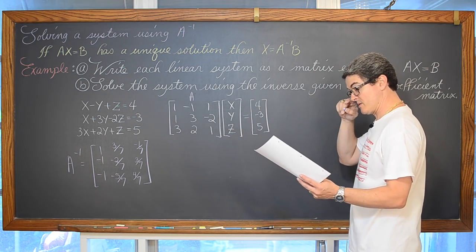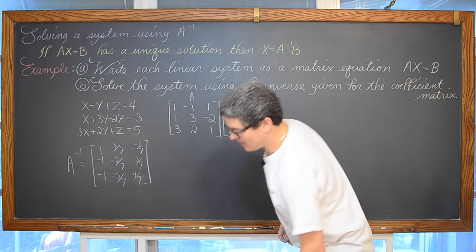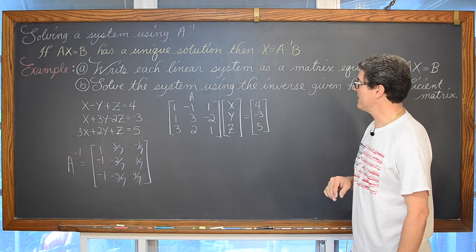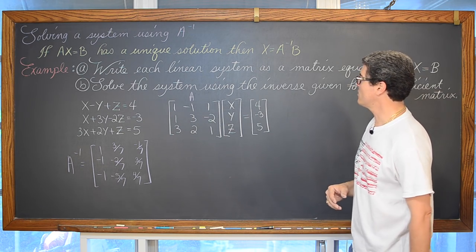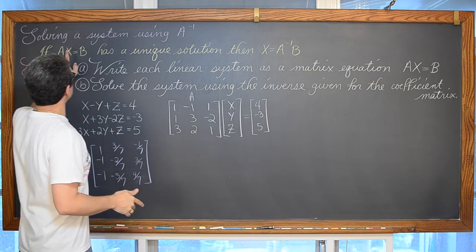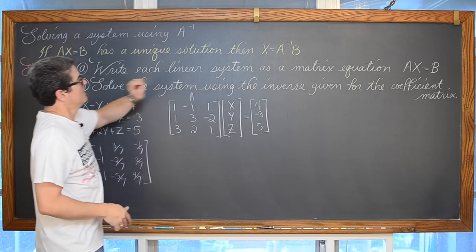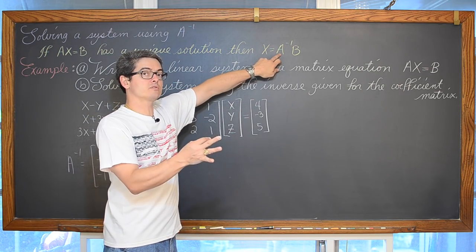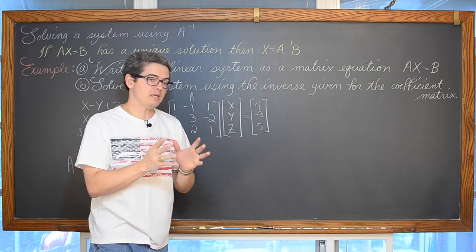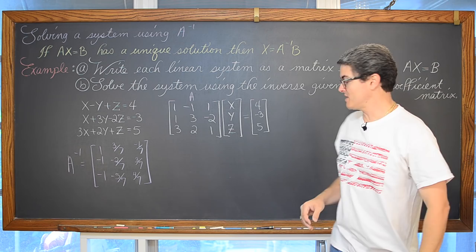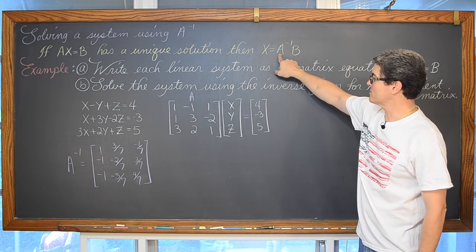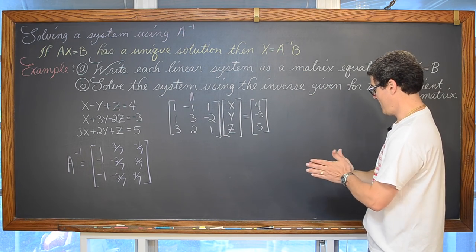Now what we want to do is multiply that inverse matrix to both sides of the equation. Solve the system using the unique given solution for the coefficient matrix. If A times X is equal to B, then matrix X is equal to the inverse of A times B. Notice that the inverse matrix is coming before matrix B. And again, multiplication of matrices is not commutative, so please do not write matrix B times the inverse of matrix A.